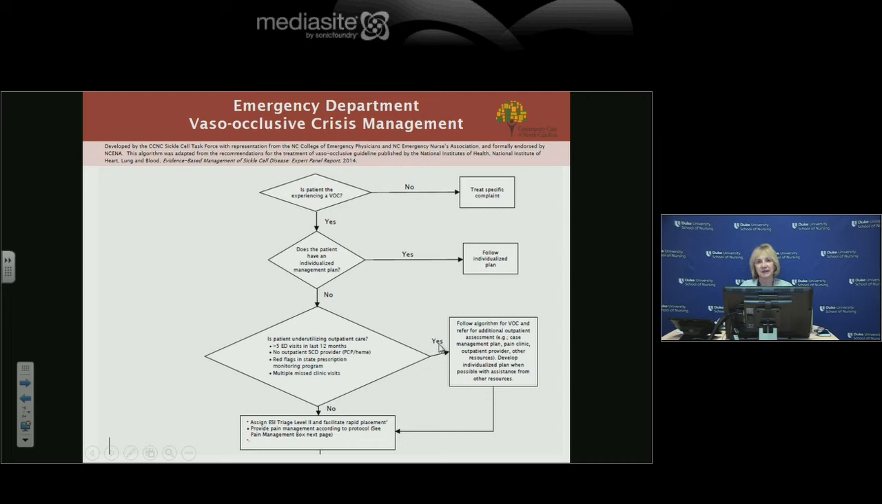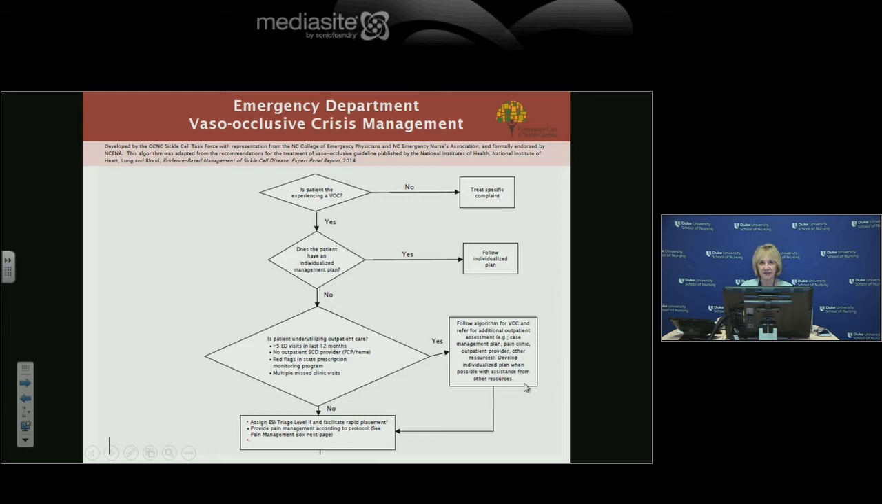If this is the case, we're still going to follow the algorithm, but we're also going to refer for additional outpatient resources. This might be a patient that needs a case management plan. They may need a pain management clinic. They may need an outpatient provider. They may need some other kind of resource, because they're probably in your department frequently and you're not able to give them everything that they need to get their disease and their care management under control.